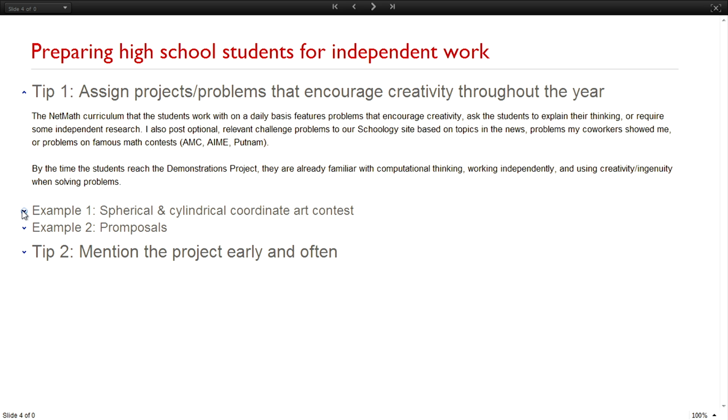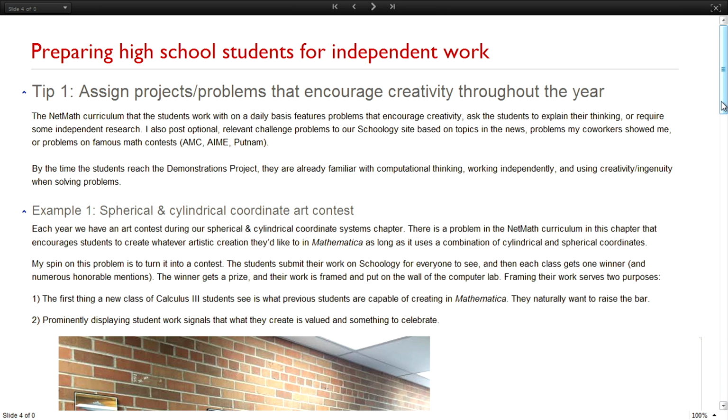I try to assign projects throughout the year that encourage creativity throughout the entire school year. It could be as small as an art project. This is actually built into the University of Illinois NetMath curriculum, so this isn't something that I invented myself, but it's something that I make a big deal out of in class and the students really get into. We do a spherical and cylindrical coordinate art contest. Berwin, if you want to expand that.